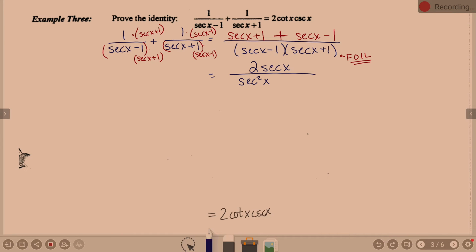Outsides would be secant x times positive 1. Insides would be secant x times negative 1. So my outsides and my insides are going to cancel. Those are conjugates, typical foil. And what's last? Minus 1 times positive 1, which is minus 1.